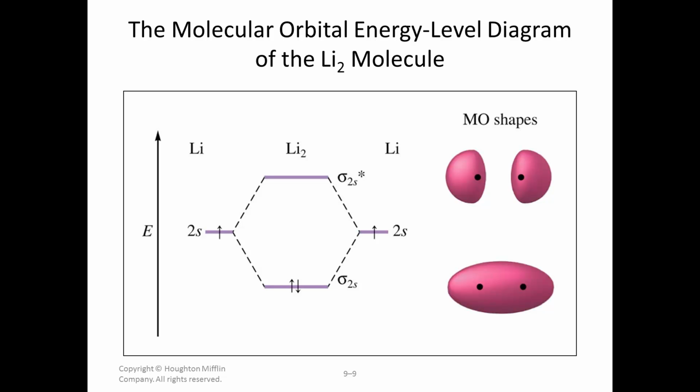For lithium, if we take our 2s atomic orbitals and combine them together, then we get a sigma 2s and a sigma star 2s orbital. We can put both of those electrons into a sigma 2s and predict that dilithium will exist. The bond order here is 1. The electron configuration would be sigma 2s2.